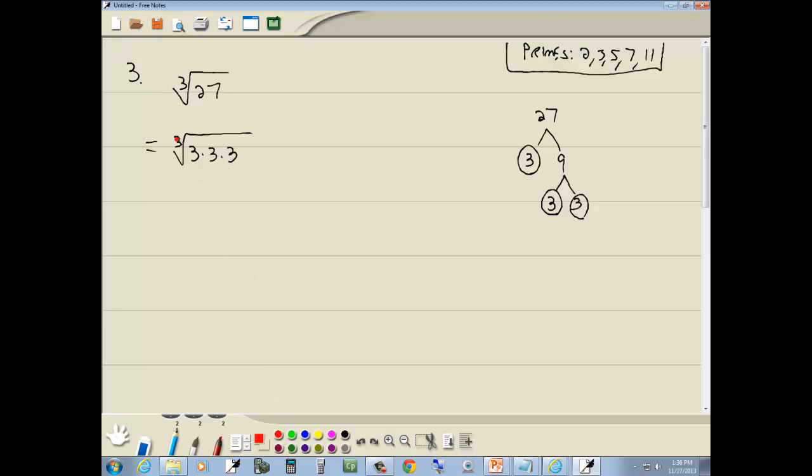Now our index is 3, which means we're looking for a set of 3 of something. Well, we actually have three 3s. So three 3s is going to come out in front as a single 3. And since everything disappeared underneath our radical, the radical's gone. And that's our answer. Now these don't have to be 3s. We just need 3 of anything. Three 4s, three 5s, three whatevers.